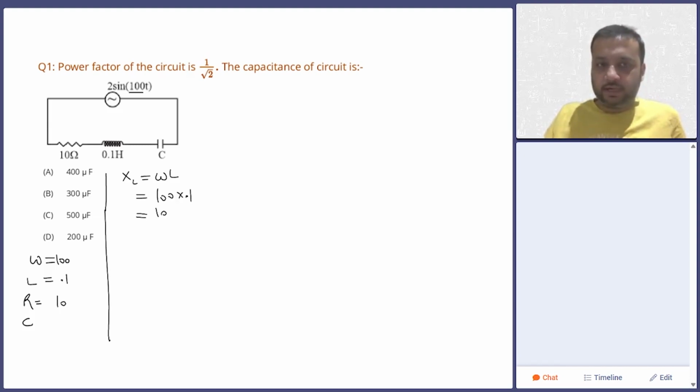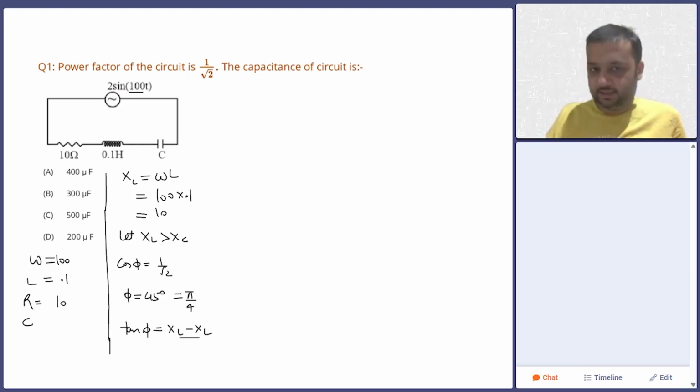Now just assume that XL is greater than XC. So let the first case be XL is more than XC. In this scenario, we will write the power factor as cos phi equals 1 by root 2, which means that phi will be 45 degrees, or we can say pi by 4. But this phi will also be written as XL minus XC by R, because we are assuming XL more than XC. So you can see that tan phi will be equal to XL minus XC by R.